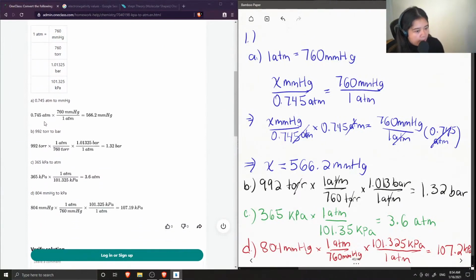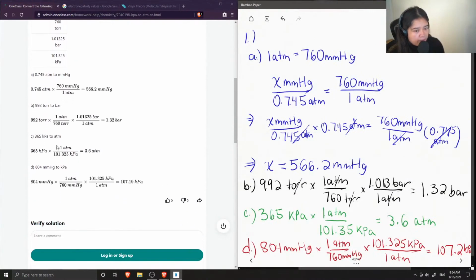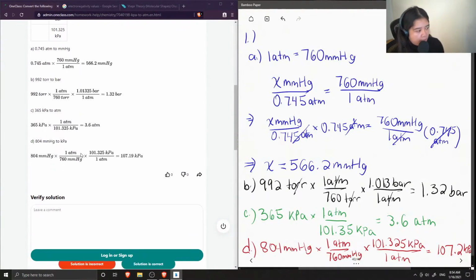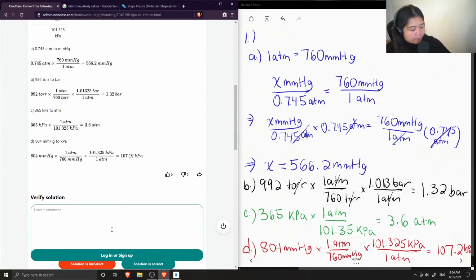For A, they got 566.2, B 1.32, C 3.6 atm, and D 107.19 kilopascals. Okay, so this solution is correct.